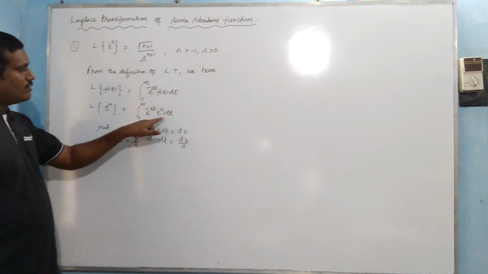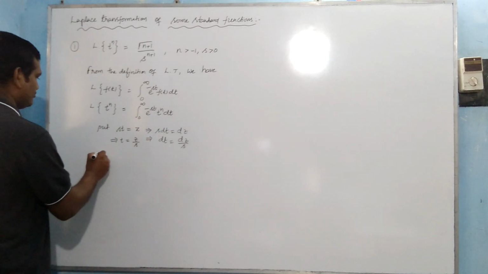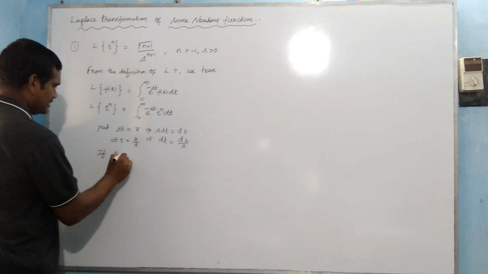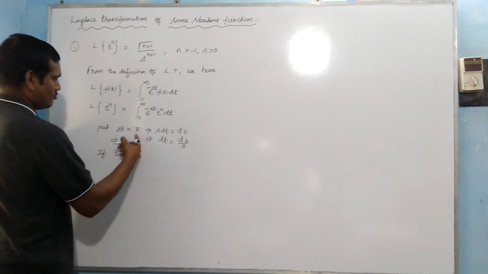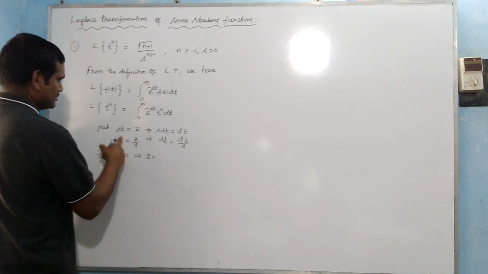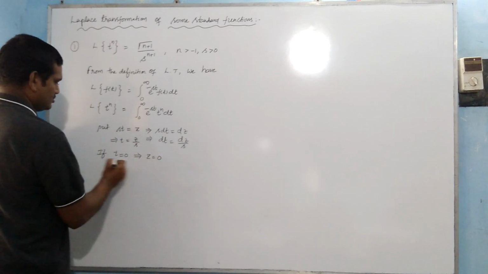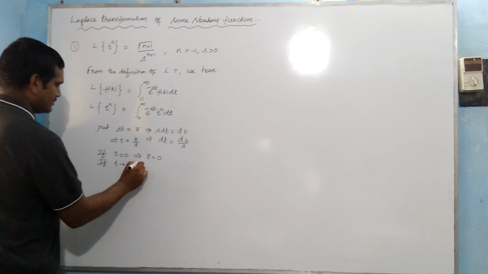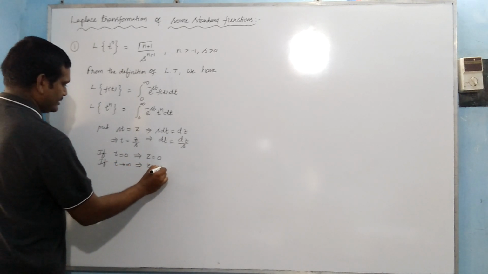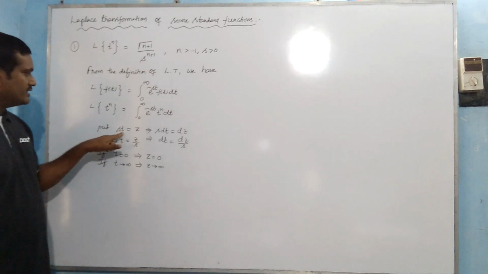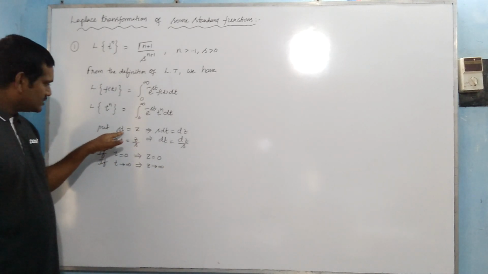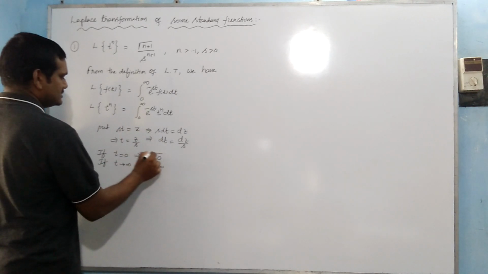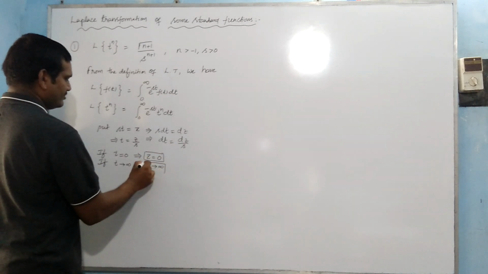Now we have to calculate the limits for z. If the lower limit t is equal to 0, then z is equal to 0 times s, which is 0. Next, the upper limit: if t tends to infinity, then z tends to infinity. So the limits are z is equal to 0 to z is equal to infinity.